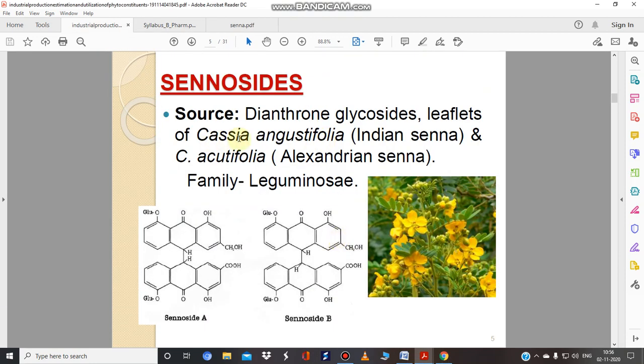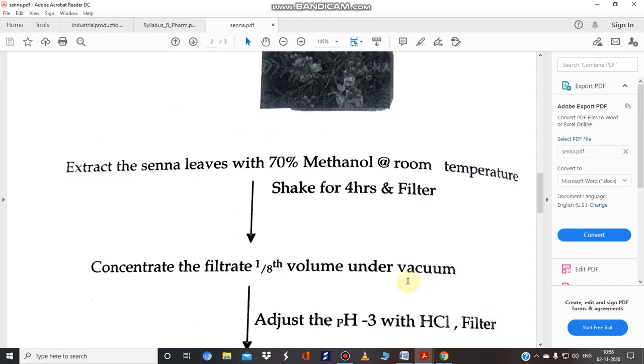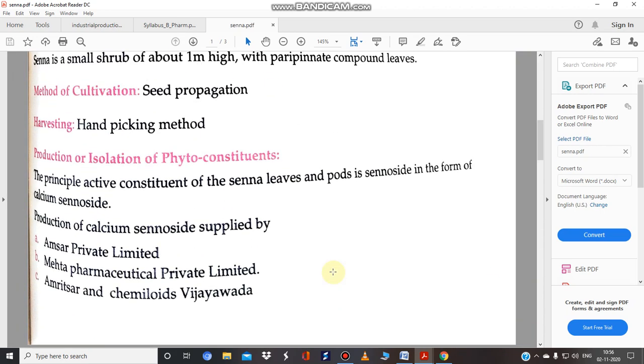So first of all, Cassia angustifolia, it consists of the leaflets of the plant Cassia angustifolia, that is Indian senna, and Cassia acutifolia, that is the Alexandrian senna. It belongs to the family Leguminosae. And yes, you are right, this is an anthraquinone glycoside. That is why dianthrone means two anthrone rings are there. This is the anthraquinone, this is the quinone nucleus, this is the anthracene, so anthraquinone, anthracene plus quinone. Okay, so these are dianthrone glycosides. Senoside A, senoside B, senoside C, senoside D are the different classifications. Okay, so we will focus on our syllabus, that is industrial production, so we will focus upon that only.